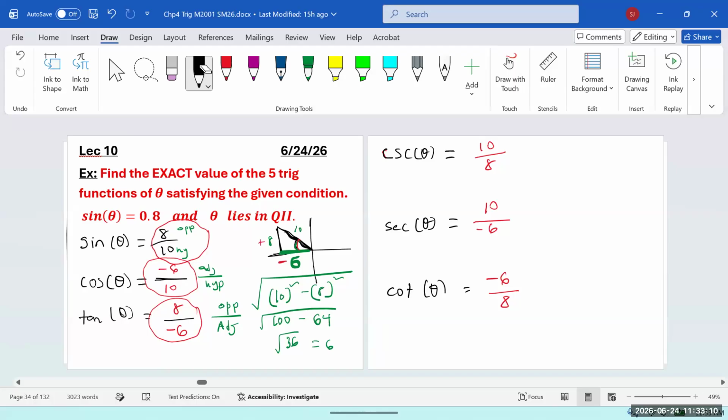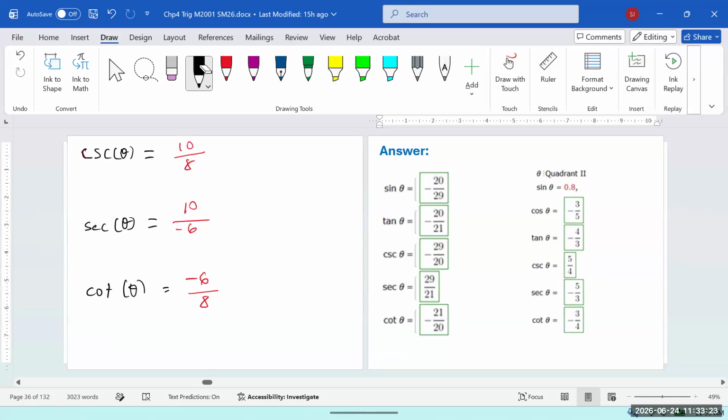Any other question? We must reduce, but I'm too lazy. You always have to reduce everything. You have to. So these are the answers for the reduced version.